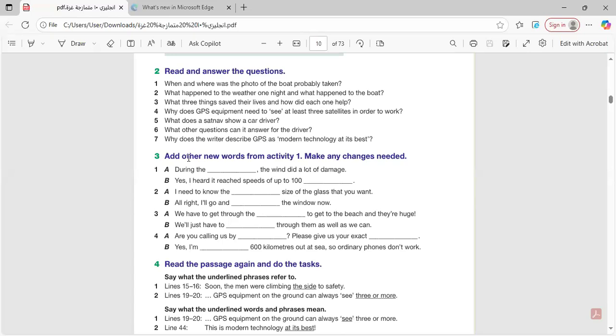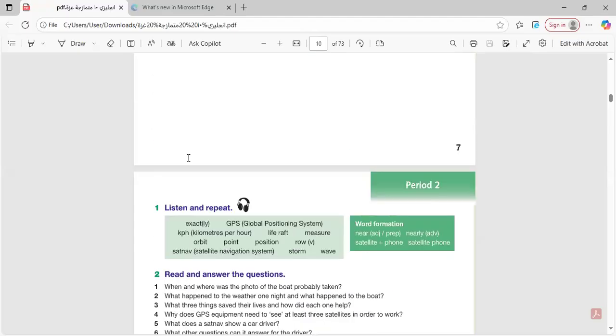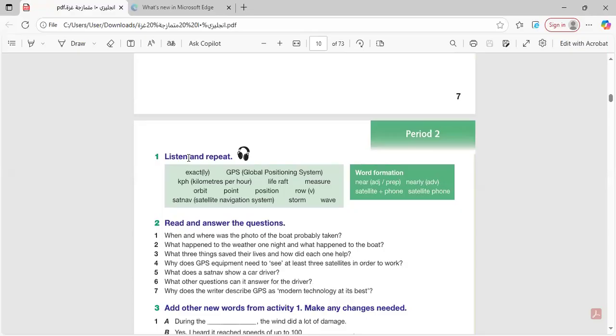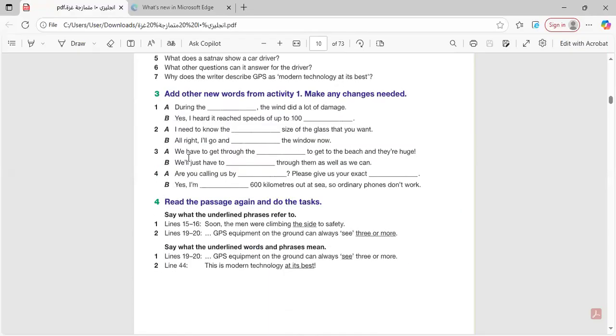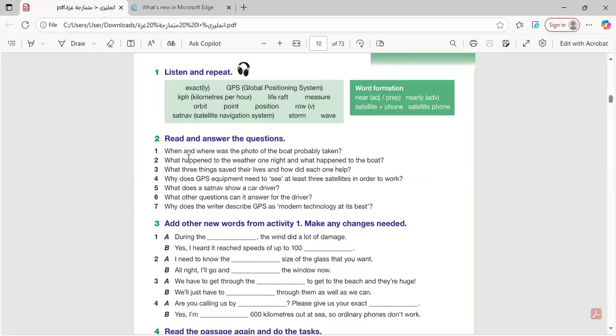Number 3 here: add other new words from activity 1, make any changes needed. Okay. Let's see here, number 1, activity 1. You see these words here, guys? We will use these words to fill in the blanks, the missing parts, okay? Number 1: during the storm, the wind did a lot of damage. During the storm, right?